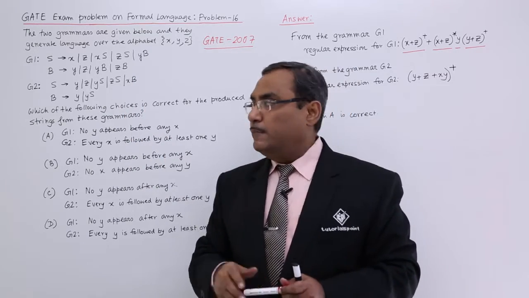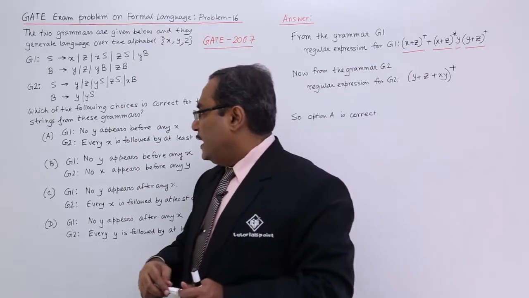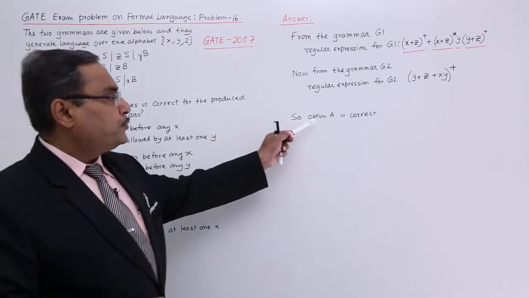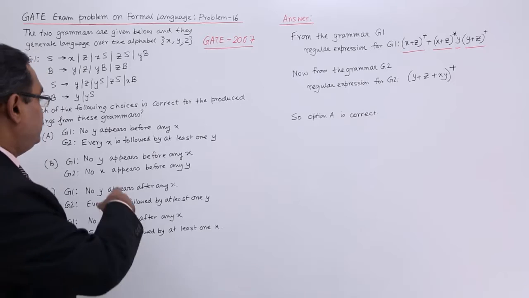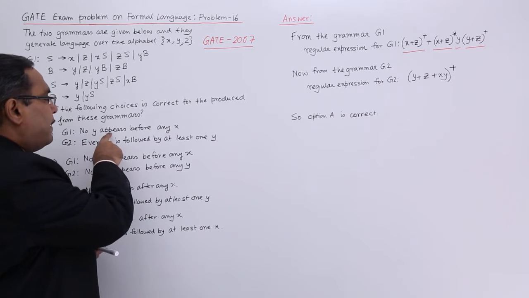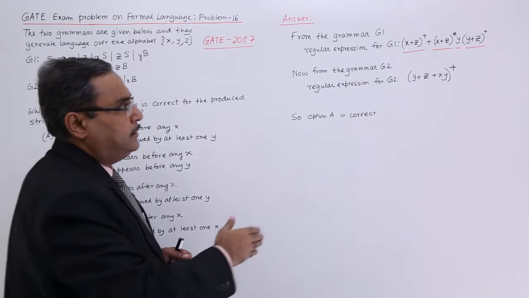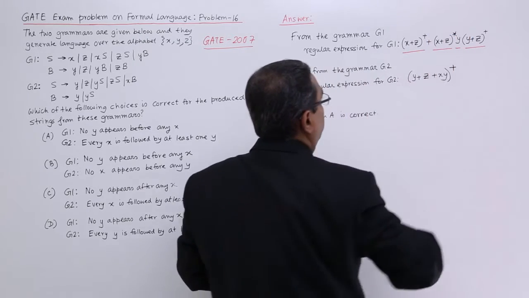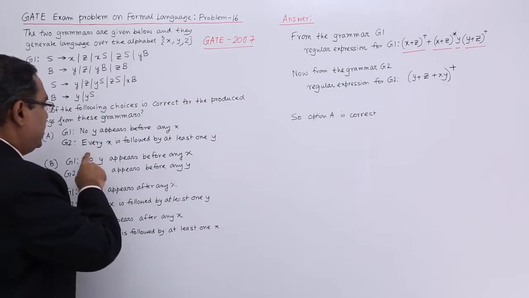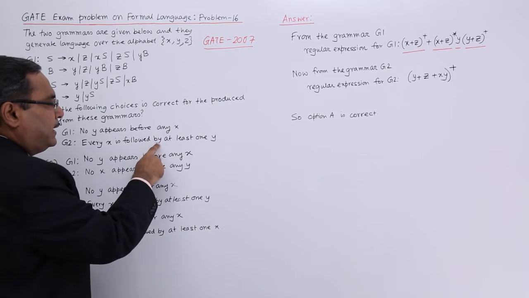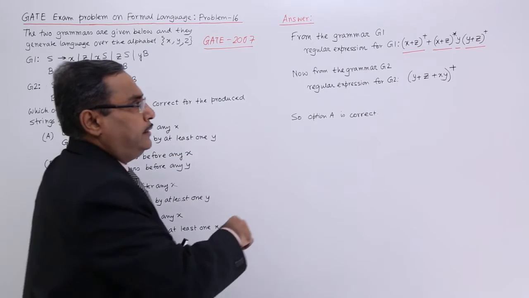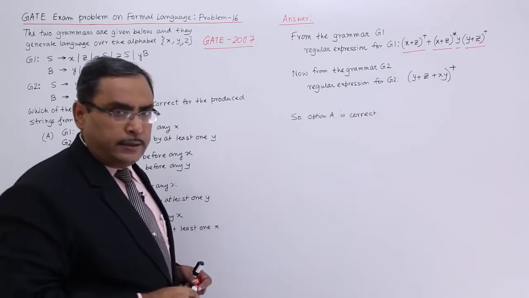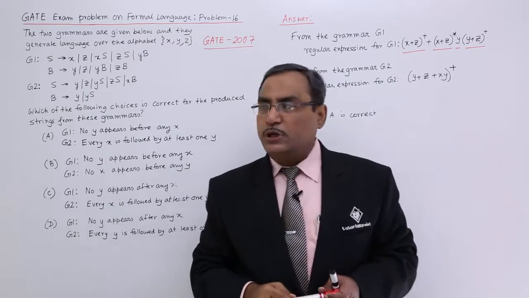So now let us come here. We have four options. Now we are telling that option A is correct. Why? I am just checking this one. No Y appears before any X. Yes, so before X, Y cannot come. It is true for that. And the next one is every X is followed by at least one Y. It's true that every X will be followed by at least one Y. So that's why I'm selecting option A.